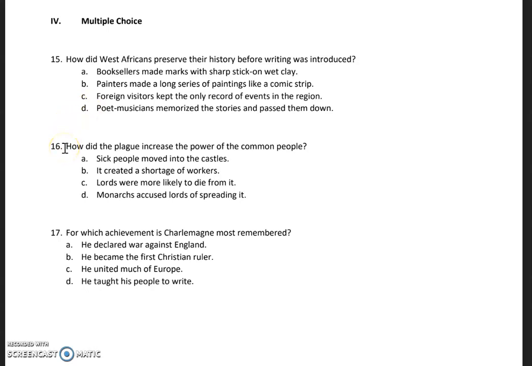Number 16. How did the plague increase the power of the common people? A. Sick people moved into the castles. B. It created a shortage of workers. C. Lords were more likely to die from it. D. Monarchs accused lords of spreading it.